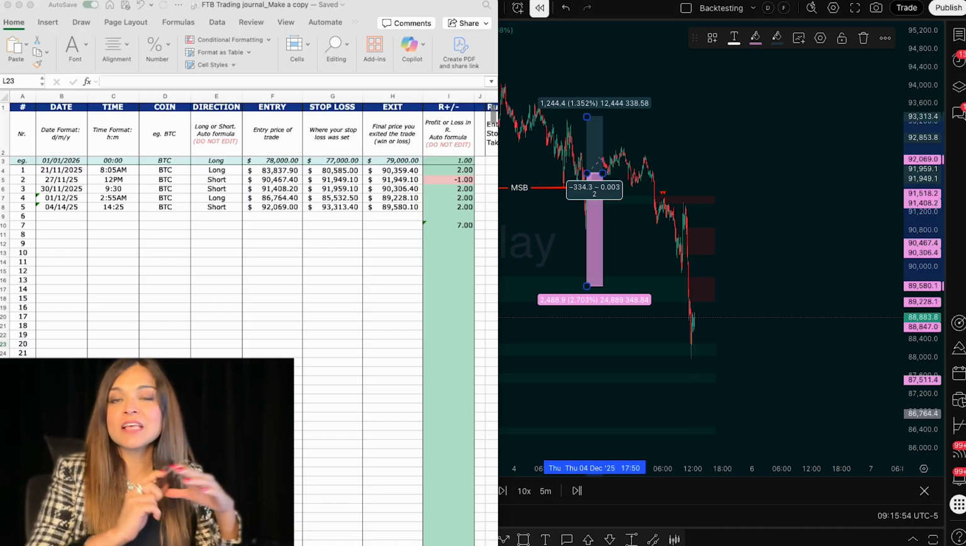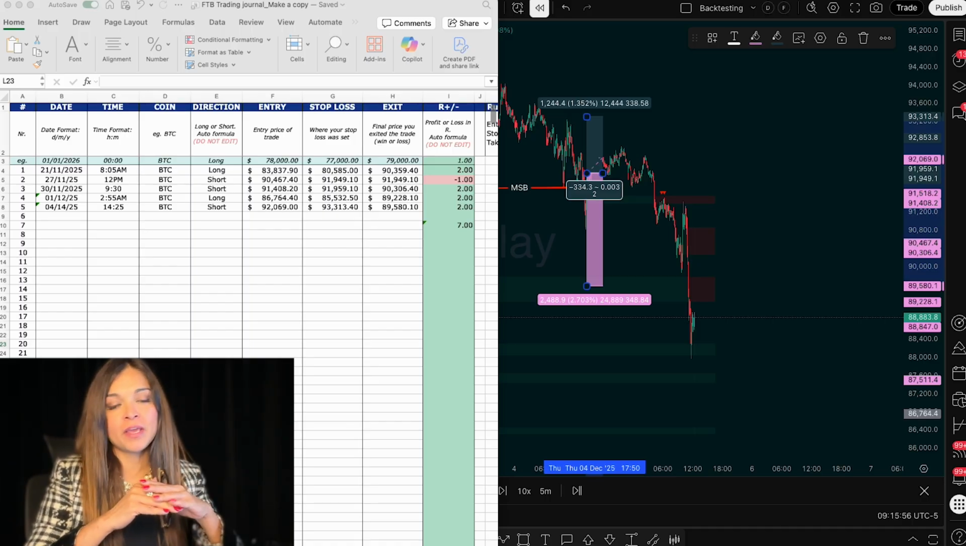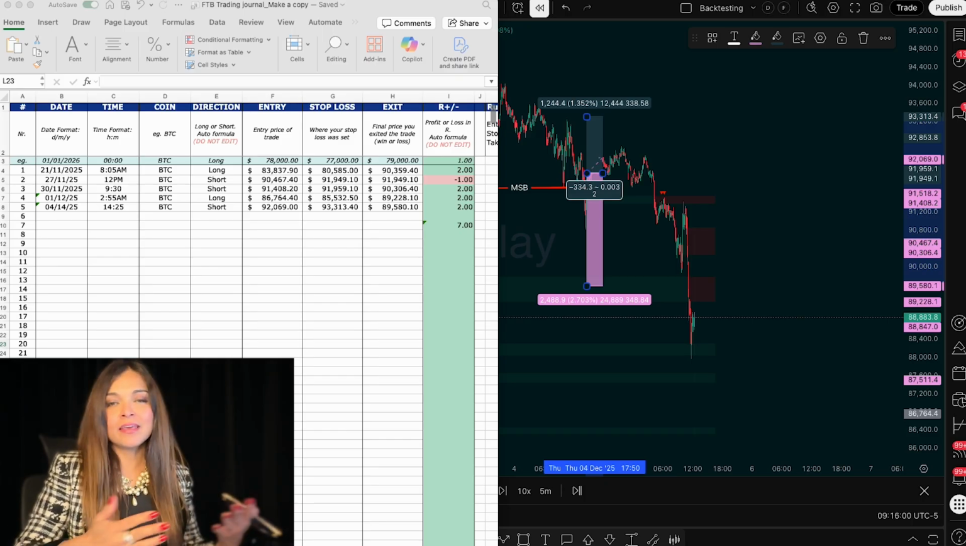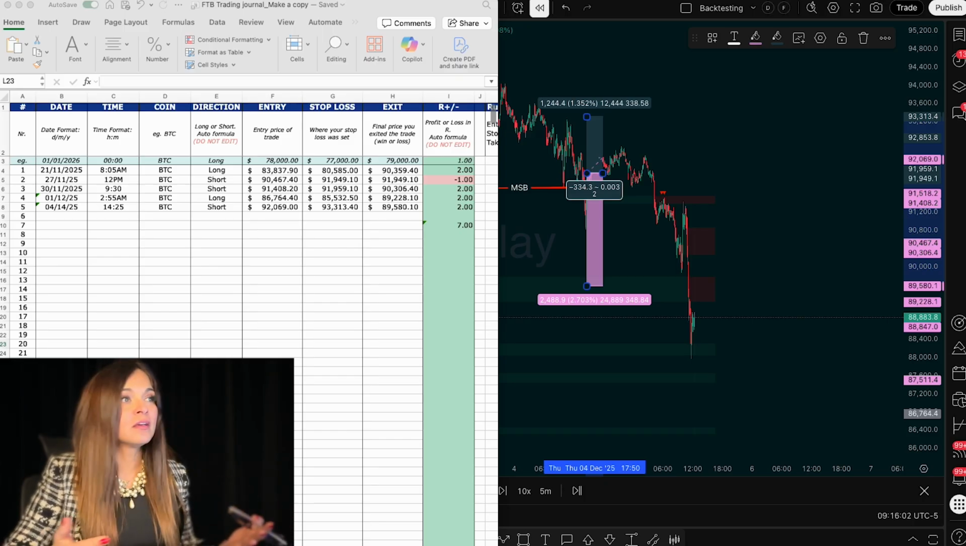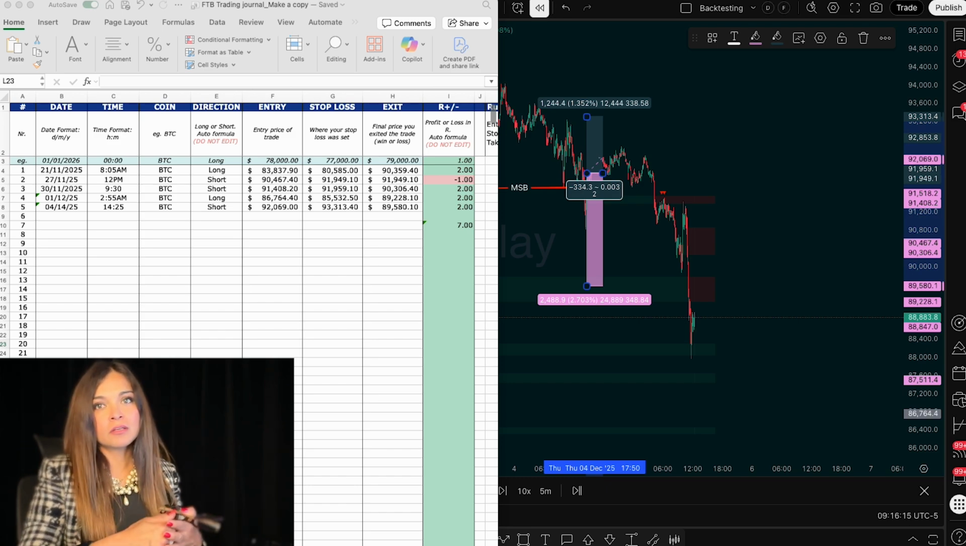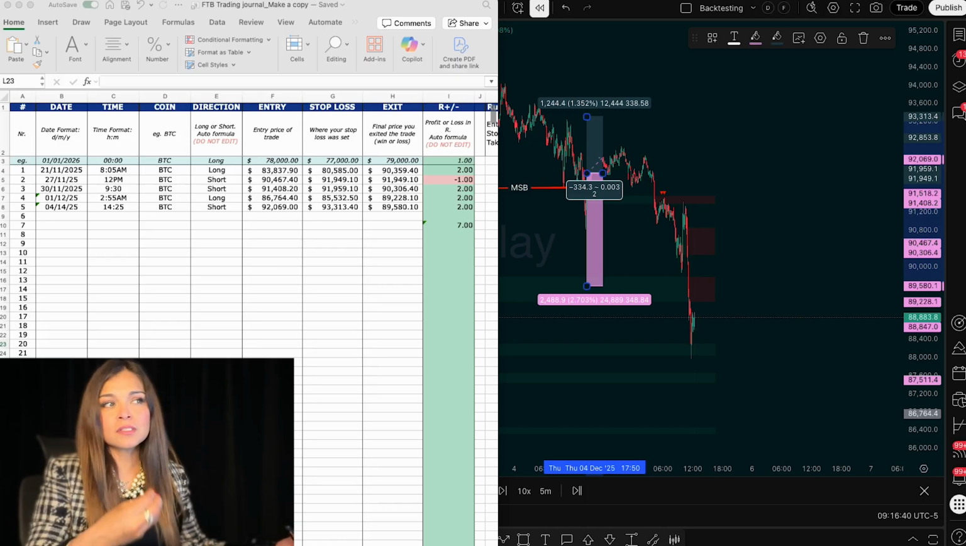Then that is how you backtest the right way. It does take time, so you can't do 100 backtests or 50 backtests in one day or even maybe one week. But you can start with 5. If you dedicate a little bit of time every day to do a few backtests, you're going to learn so much about price. When you stare at something long enough, you're going to understand it eventually.